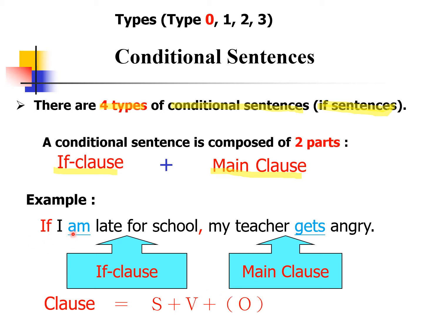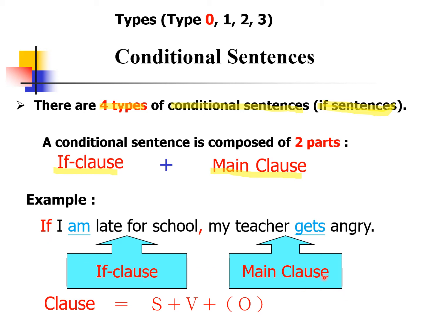So what is the subject in this if clause? The subject here is I. What about the verb? Am. I am what? What is the object? I am late for school. This is the object in this if clause.